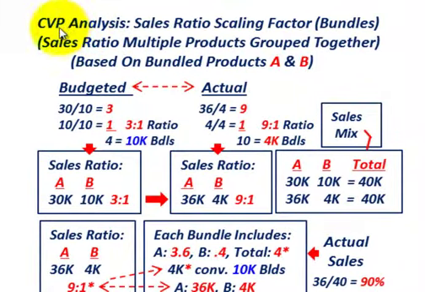What we're going to be going over here is cost volume profit analysis, where we're going to be looking at the sales ratio scaling factor for bundled products. This is where we're going to be looking at the sales ratio for multiple products that are grouped together. For our example, it's based on the bundled products A and B. So we only have two products we're going to bundle together, and we're looking at the income that these products are generating.